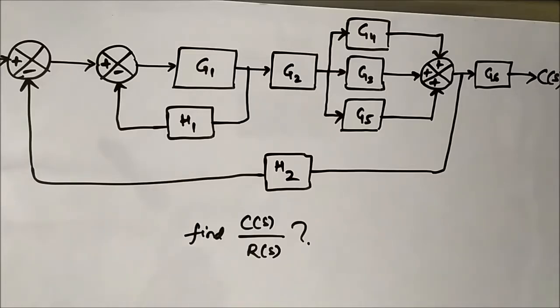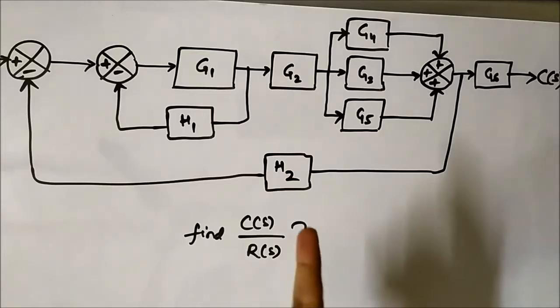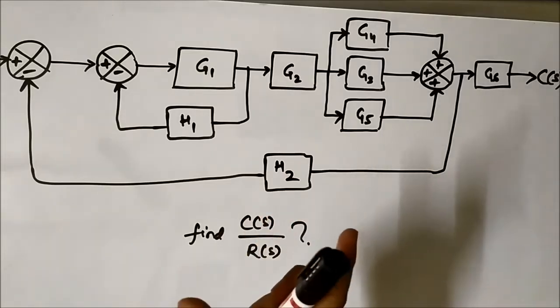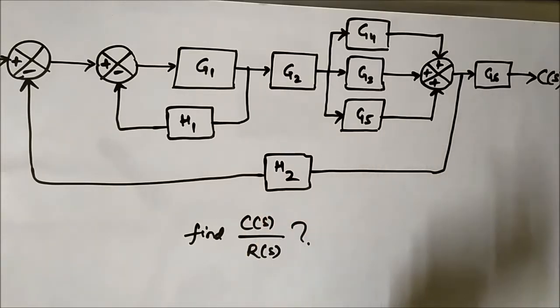So far we have discussed two questions related to signal flow graph, that is, determination of the transfer function of a system using signal flow graph. So in this video we are going to discuss two concepts. First, the conversion of the block diagram into signal flow graph, and then we'll determine the transfer function of that signal flow graph.